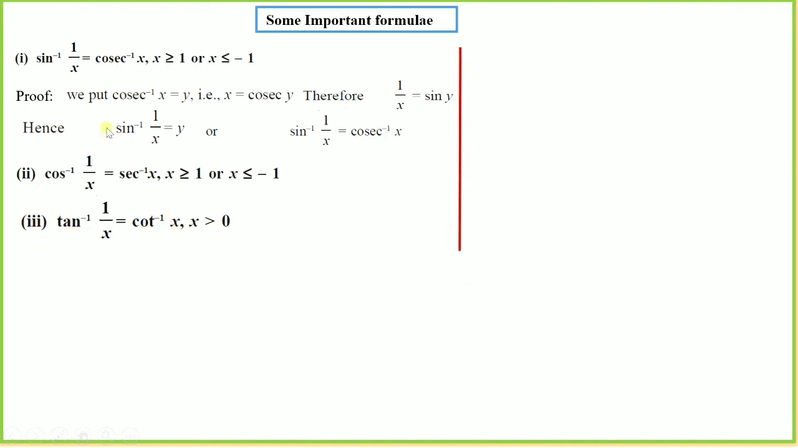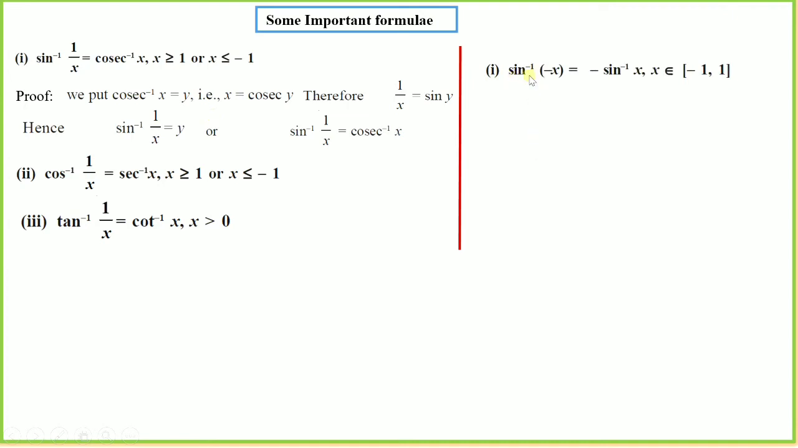So basically we have written these three here, but actually these are 6, because x can also be written as 1 upon x. In that case this 1 upon x will go up and that becomes sine inverse x. That means sine inverse x is equal to cosec inverse 1 upon x.